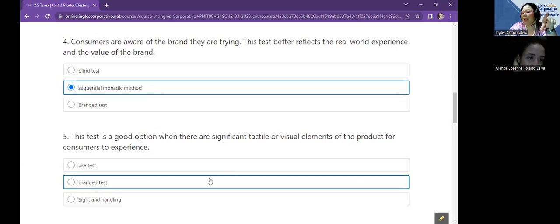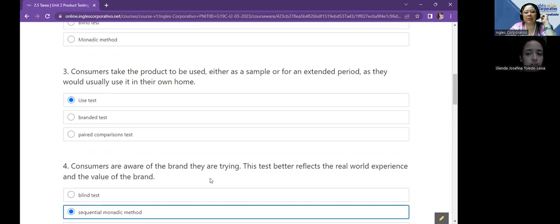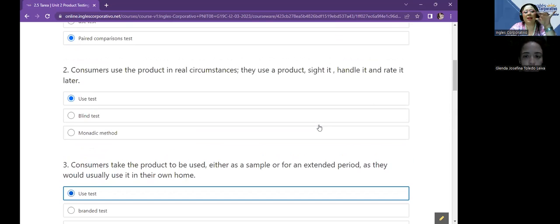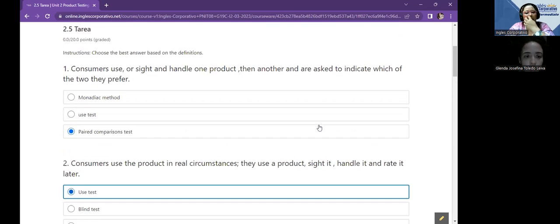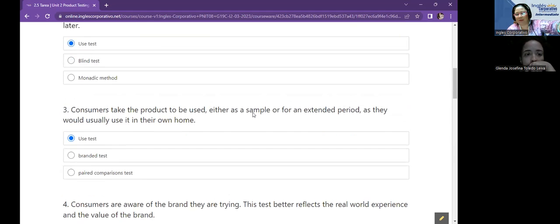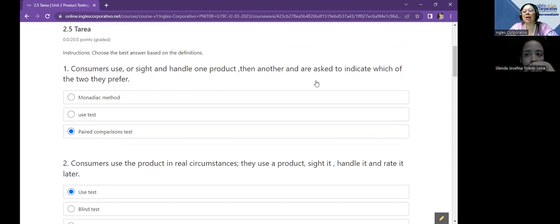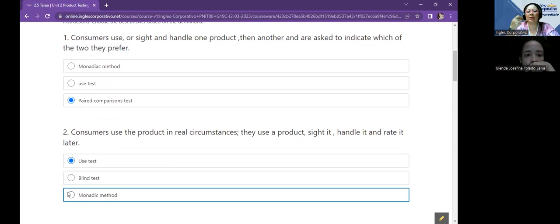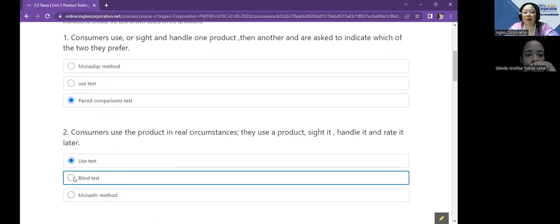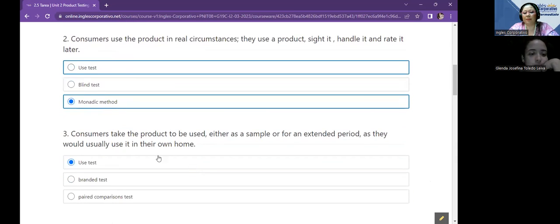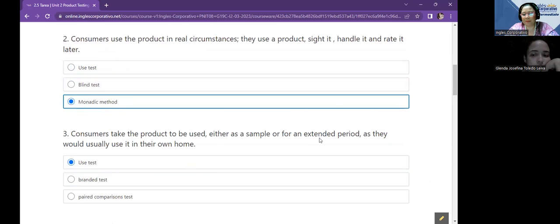Okay. Regresemos al anterior, que era lo que decía en el use the real circumstances. Aquí la clave es que lo usa en anterior. Por eso es diferente. La respuesta no es use test. La clave de esta es que lo evalúan después, ¿ok? They rate it later, le hacen un examencito, ¿verdad? Una survey, le hacen preguntas. Entonces sería el último, monadic test, o monadic method. Entonces ese es use. En este sí, extended period.